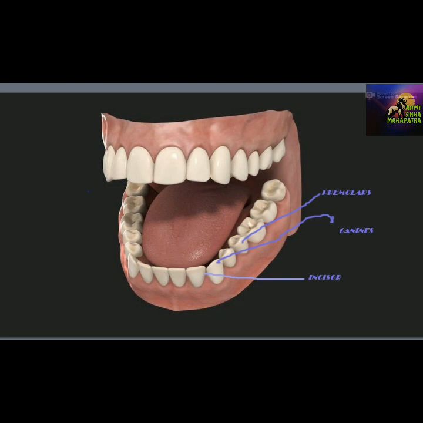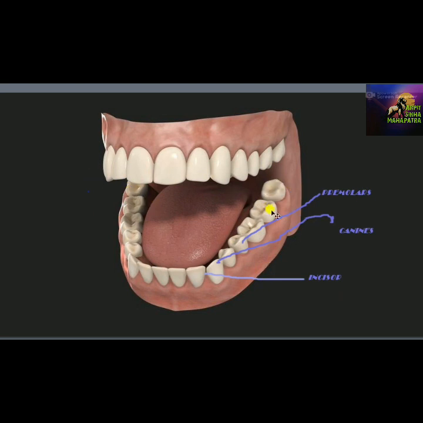Okay, and notice the last two teeth in the molars, in the lower part and in the upper part, making a total of 4. These 4 teeth are called the wisdom molars, and these wisdom molars erupt around 18 years, when the human's age is around 18 years.